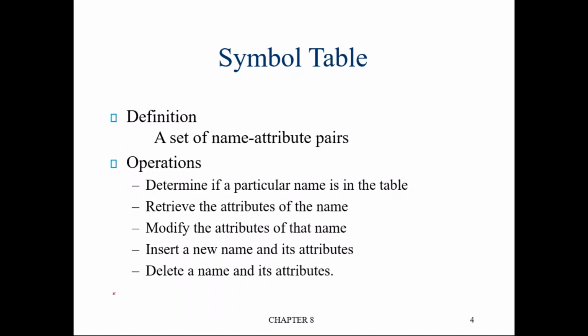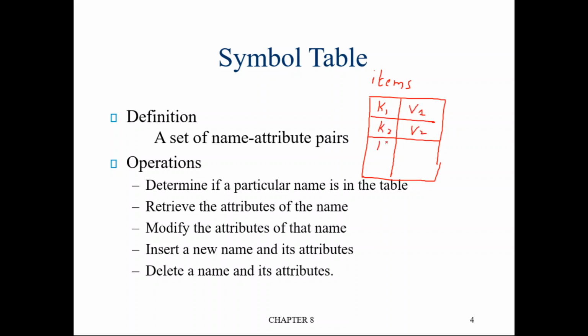Given a key and a value pair. So we will be given, say for example, several items, and each item contains a key and a value: k1 v1, k2 v2, k3 v3, so on and so forth up to kn and vn. That is, each item contains a key and a value, right?